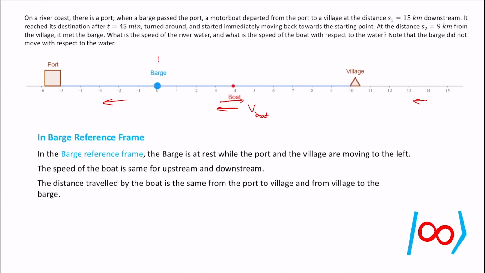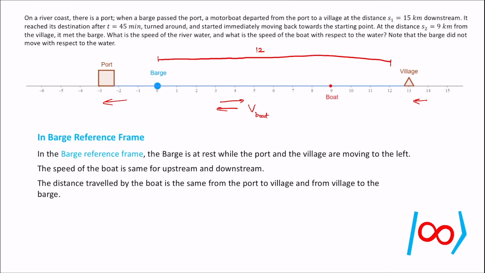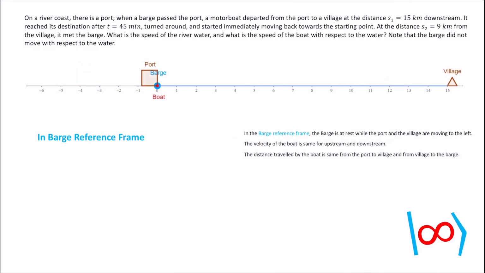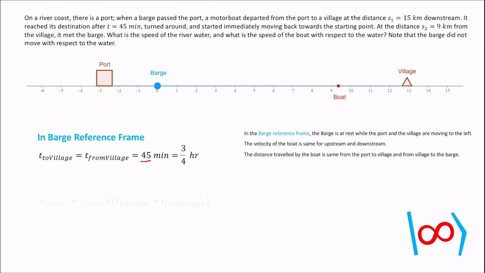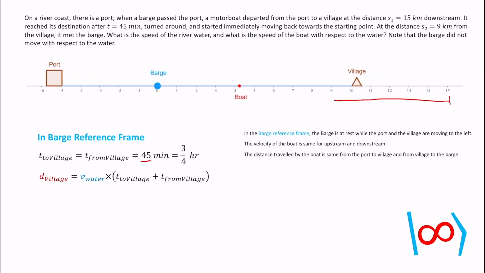If we look carefully, the distance traveled by the boat is the same from the port to the village and from the village to the barge. As the distance and speed are the same for both journeys, time to village equals time from village. Now the distance the village moves in this frame equals V water times T total. This immediately gives V water to be 4 kilometers per hour. Notice that we did not need to solve any quadratic equation to get V water.